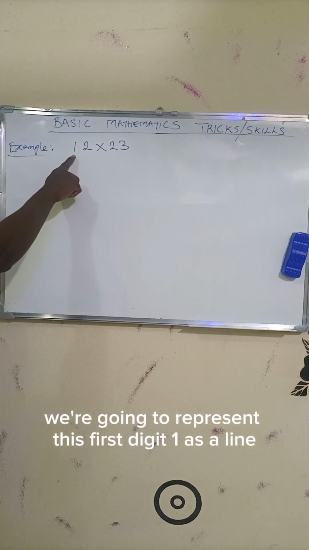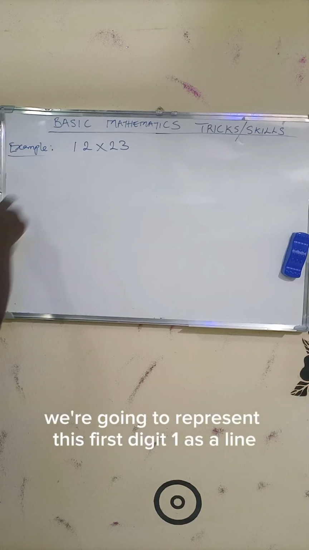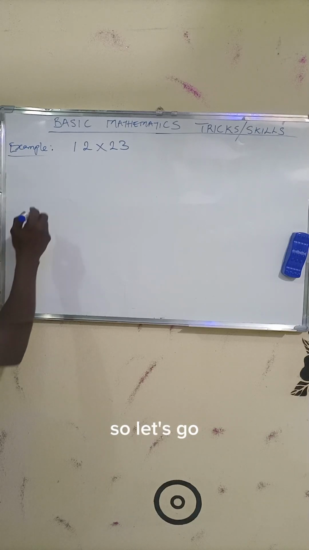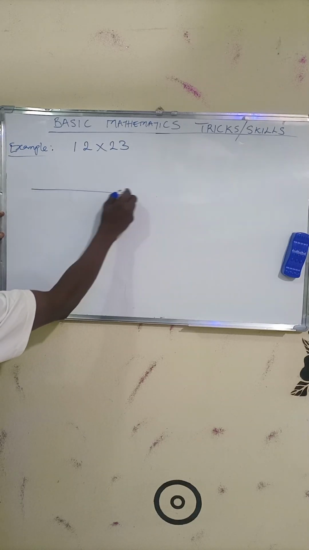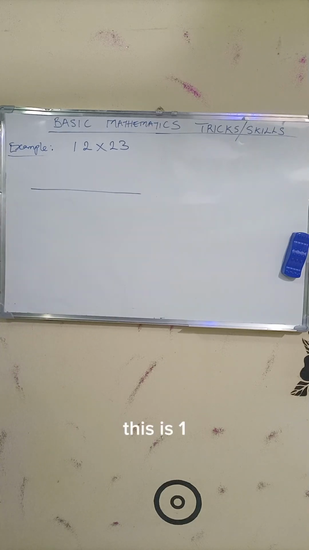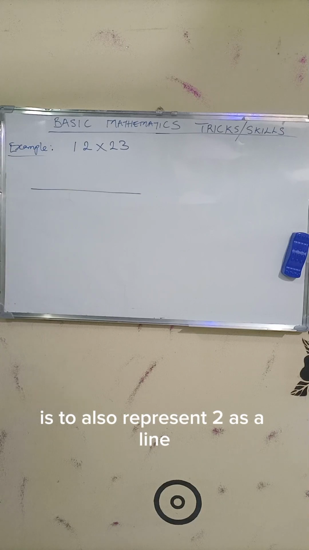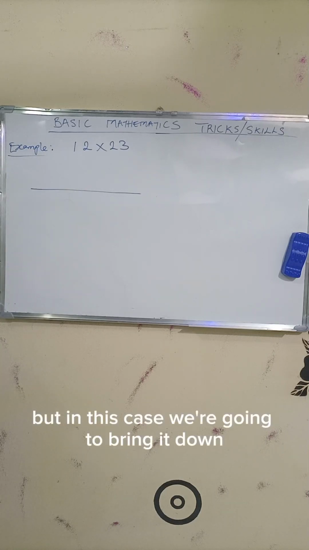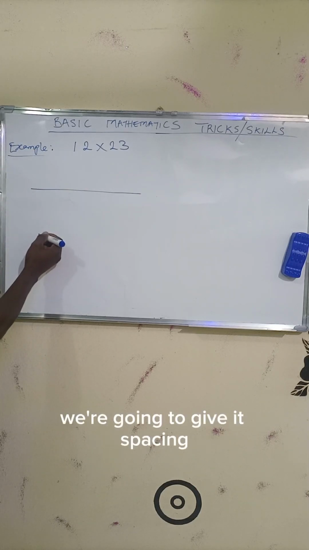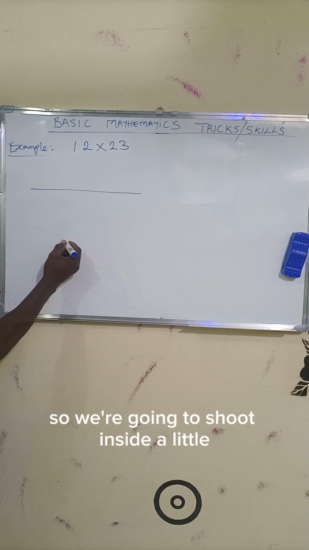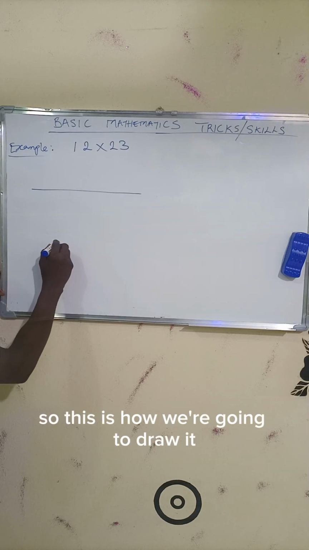Now, we're going to represent this first digit 1 as a line. That is going to be a horizontal straight line. So let's go. This is 1. Now, the next thing we're going to do is to also represent 2 as a line. But in this case, we're going to come down. We're going to give it spacing. And we're not going to start at the same point as this first line. So we're going to shift inside a little. So this is how we're going to draw it.